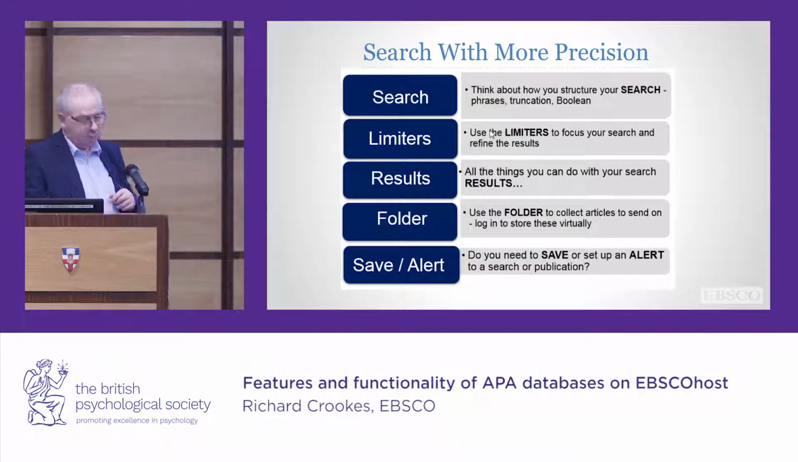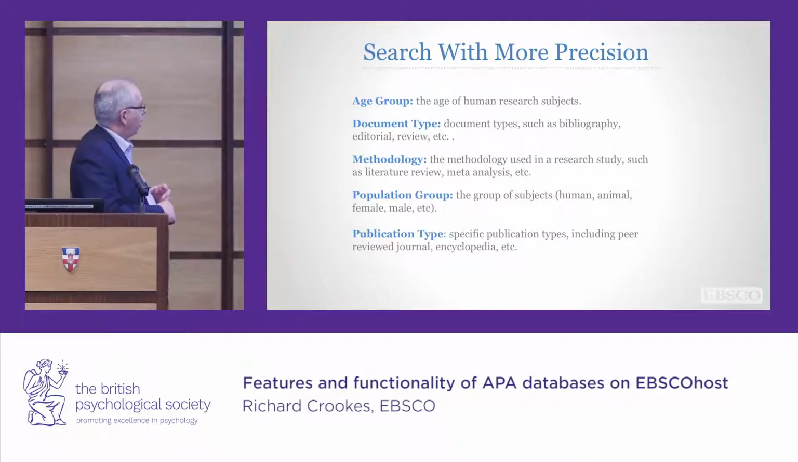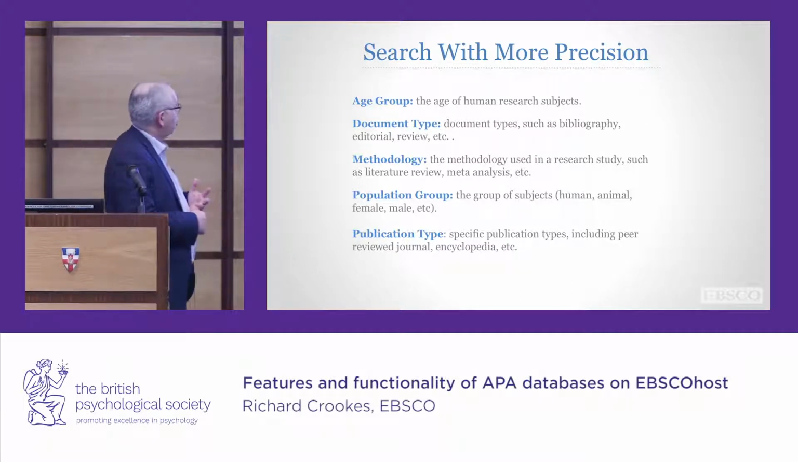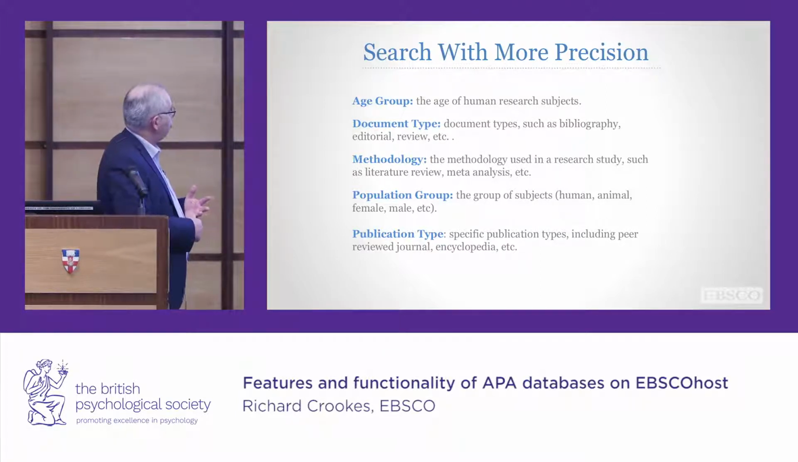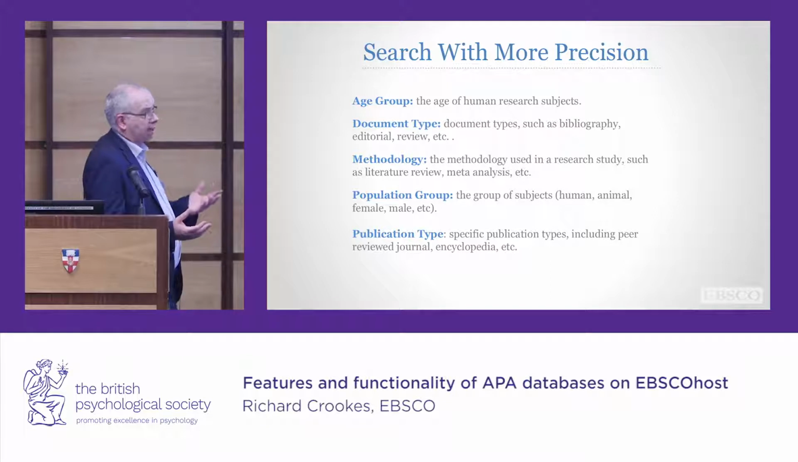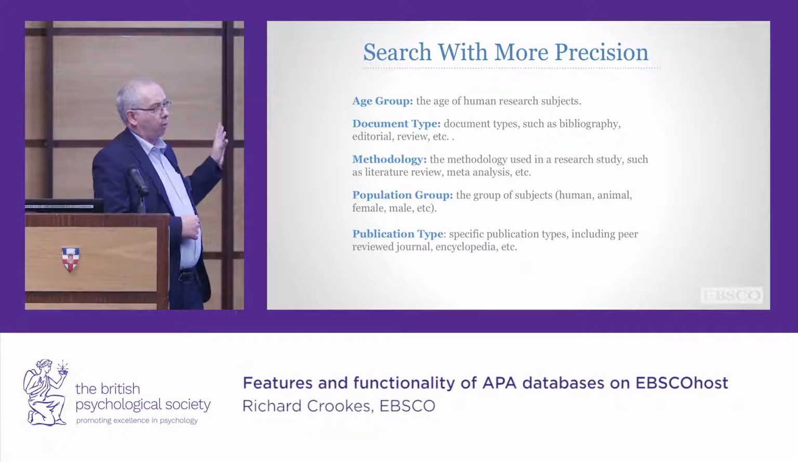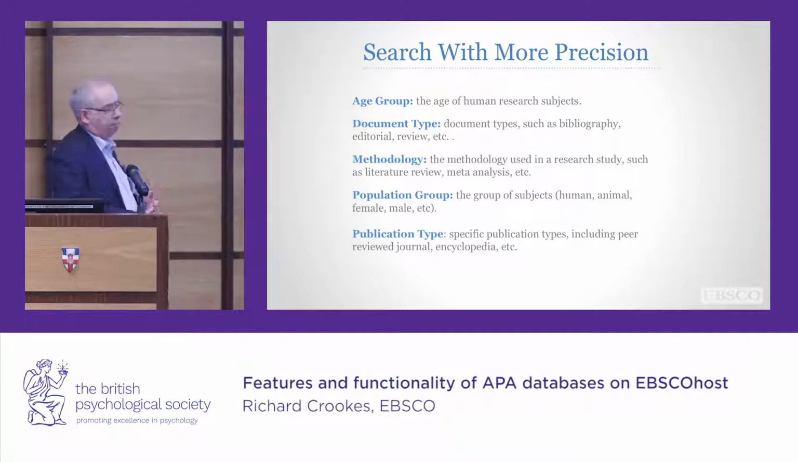So just to highlight some key features again about the interface. If you're searching with more precision, you have features like age groups, so you can limit to the age of the human research subject. Document type, so you're focused on particular document types like reviews, interviews, and so on. The methodology, you can refine through the various limiters available, such as literature review, meta-analysis, qualitative studies, and so on. Population group, publication type. This is by no means exhaustive. There's a lot more here. And again, we've got an online help system, and also we have documentation provided by the APA for our platform.